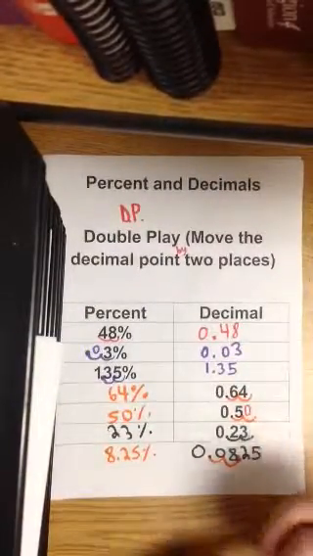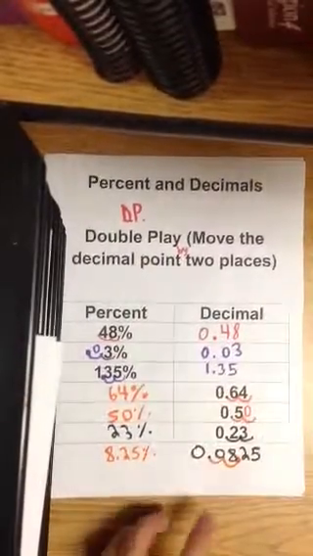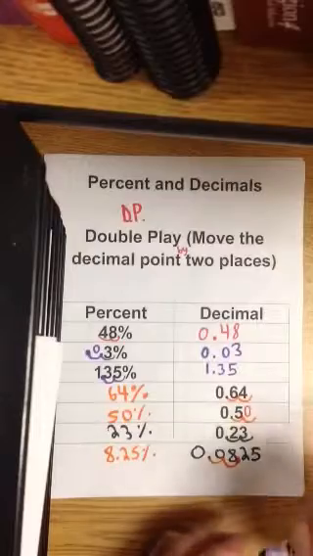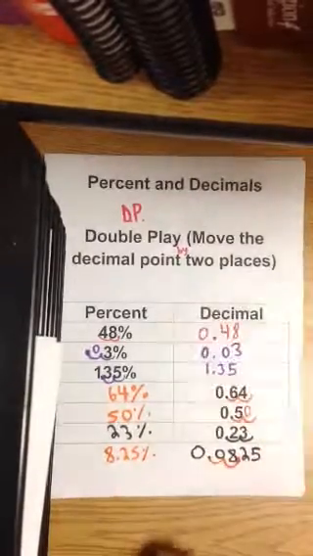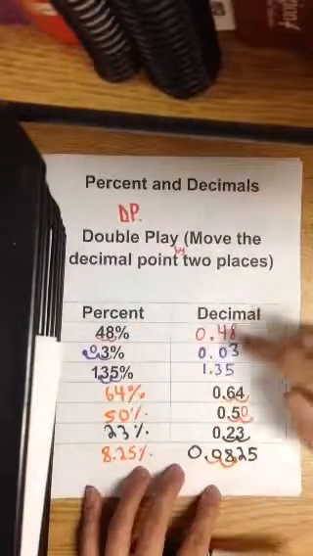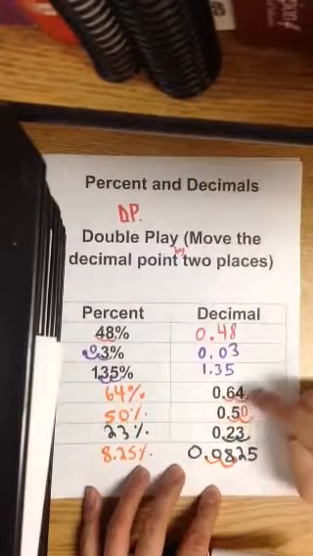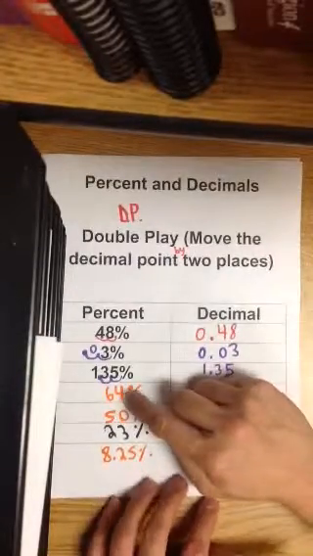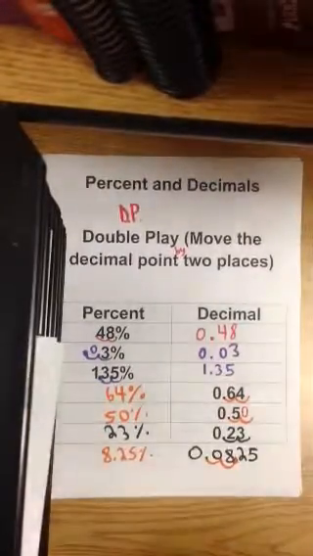So again, how do you do a percent and a decimal equivalency? You need to remember something called double place. Double play, double place, Dr. Pepper. You just need to move the decimal point by 2 places, either to the left if you're turning a percent to a decimal, or to the right from a decimal to a whole number of percent. All right, so percents and decimals.